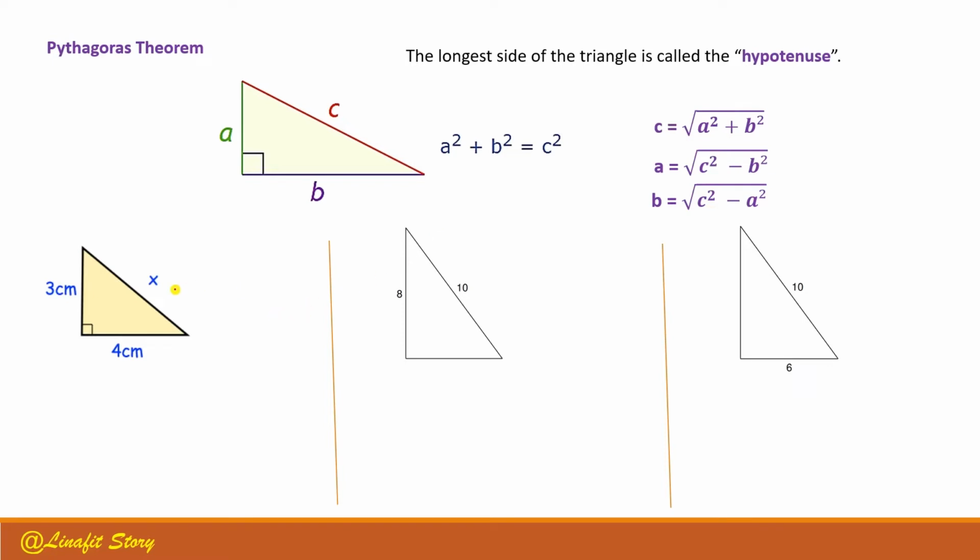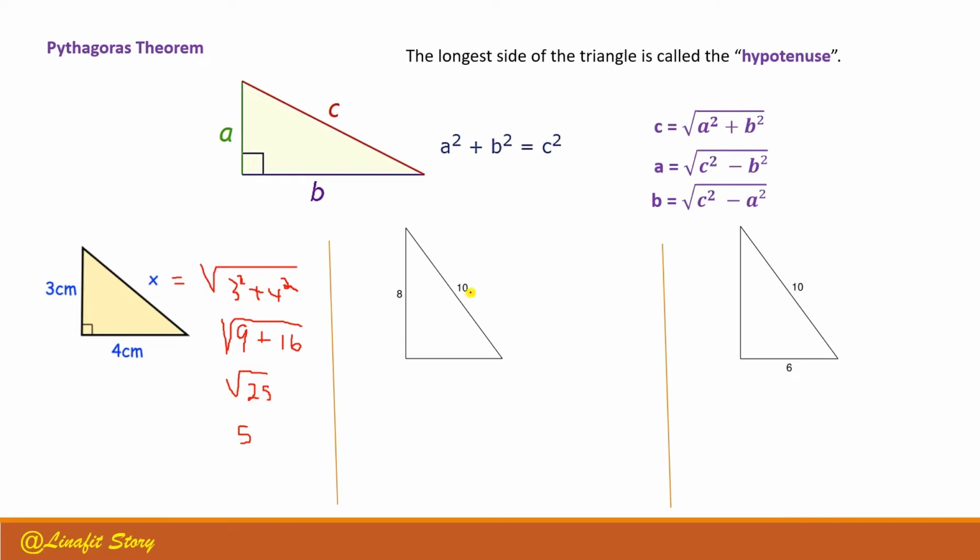So for example, this is 3, this is 4. We will find X. X is the longest side, or the hypotenuse. So X is equal to the square root of 3 squared plus 4 squared. 3 squared is 9, 4 squared is 16. 9 plus 16 is equal to 25. The square root of 25 is equal to 5.